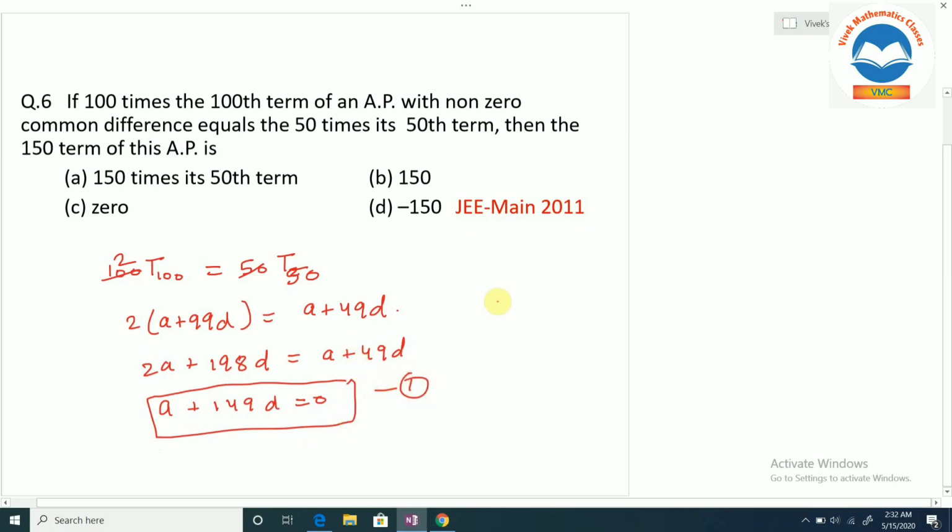Now they are asking T150. What will be T150? It will be equal to A plus 149D. Yes, and this value we have got as 0. It means T150 will be 0.